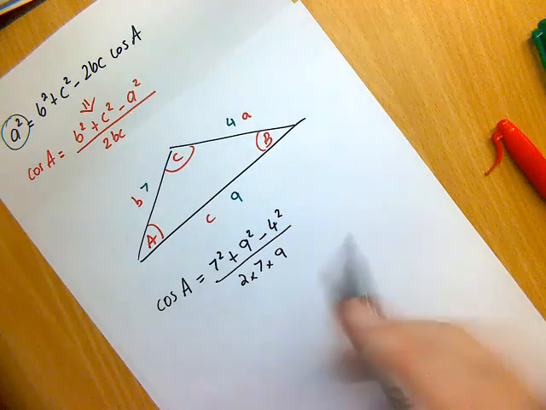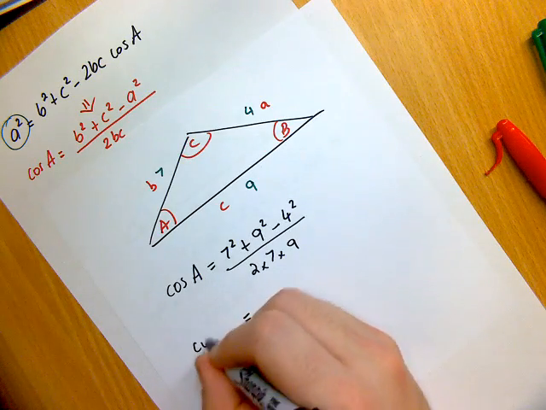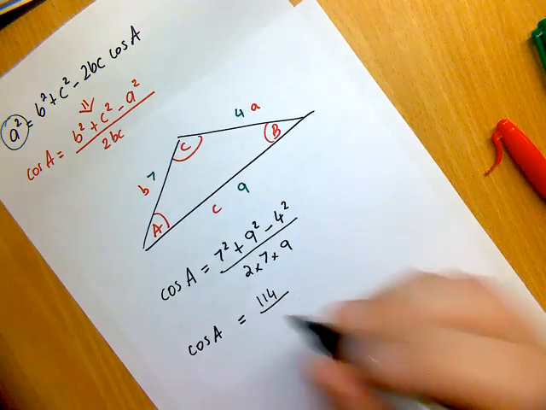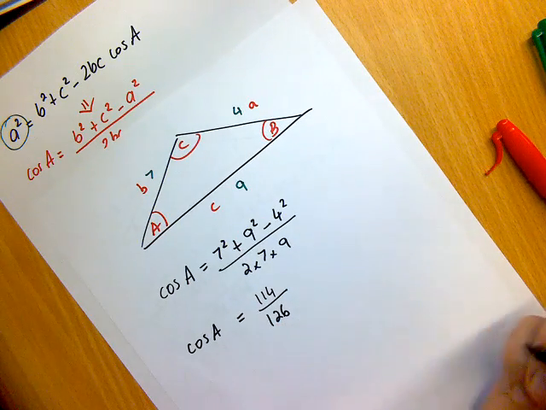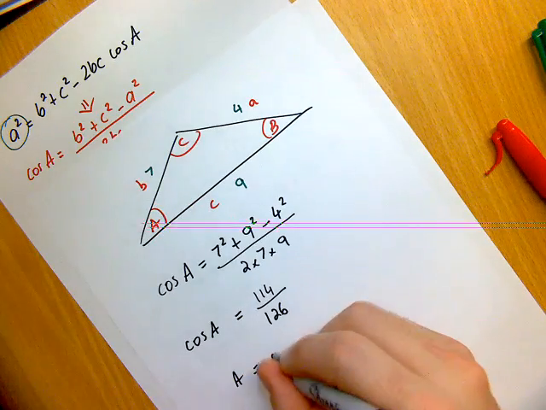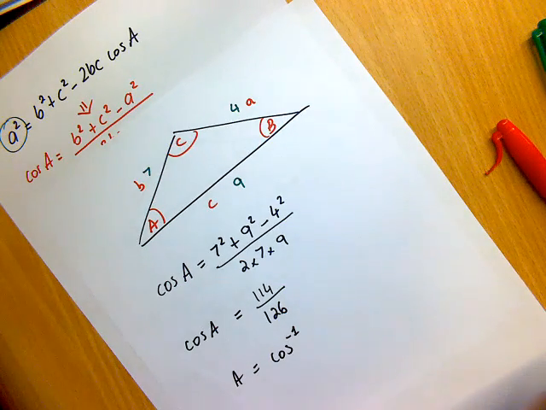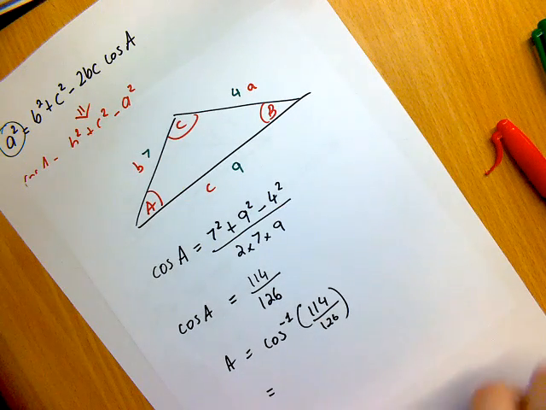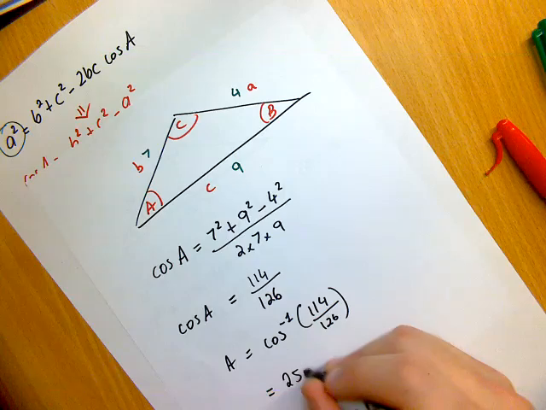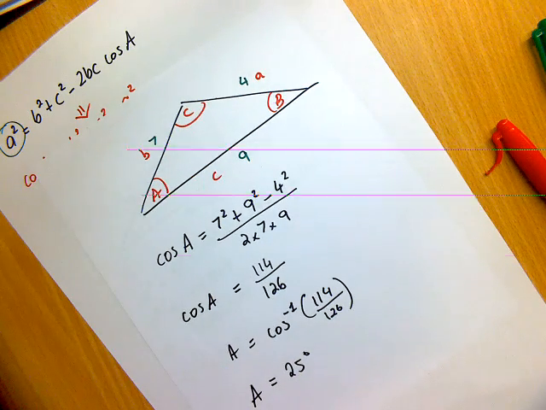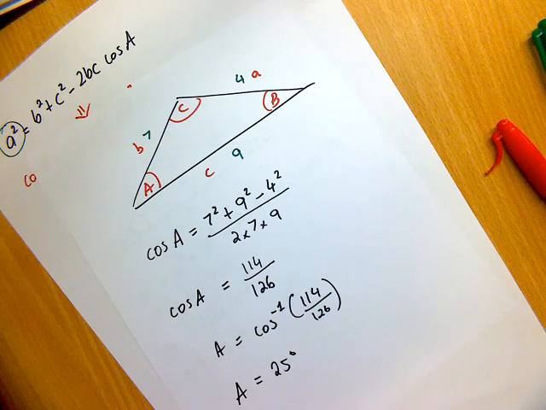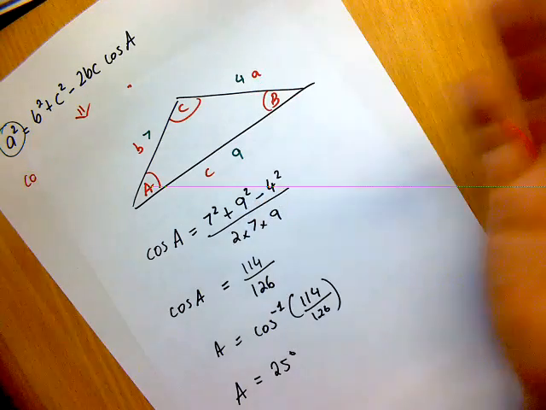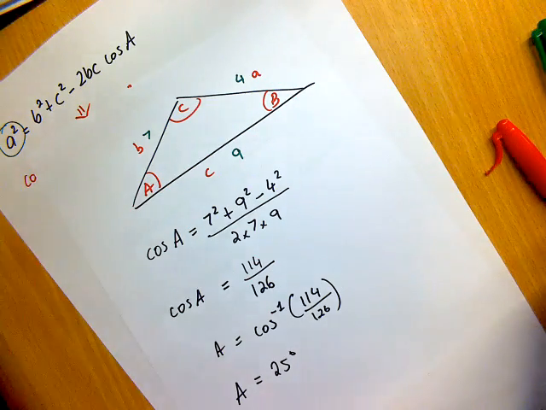So now if I solve this, goes down and down and down, I find the cos of A to be something around 114 on 126. And again, I have the cos of A, so to find A, I take the inverse cosine there. So I have 114 on 126 like that. And it's going to be approximately 25 degrees, something like that. So I can pretty easily find out my angle there. Now, once I have that angle and that side, I can then refer back to my sine rule and work out the values for the rest of the triangle.